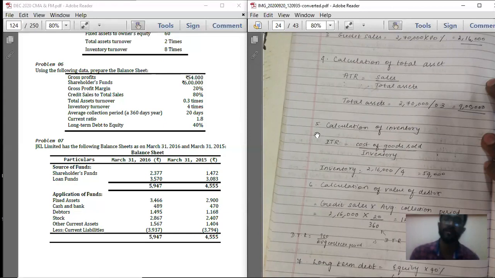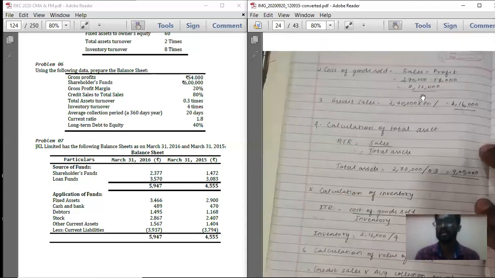So below that, point number 5, calculation of inventory. So ITR, that is inventory turnover ratio, is equal to cost of goods sold divided by inventory. So inventory is equal to, if inventory goes to the left hand side, it becomes numerator, and ITR comes to the right hand side, it becomes denominator. So inventory is equal to cost of goods sold. How much we calculated? 2,16,000.